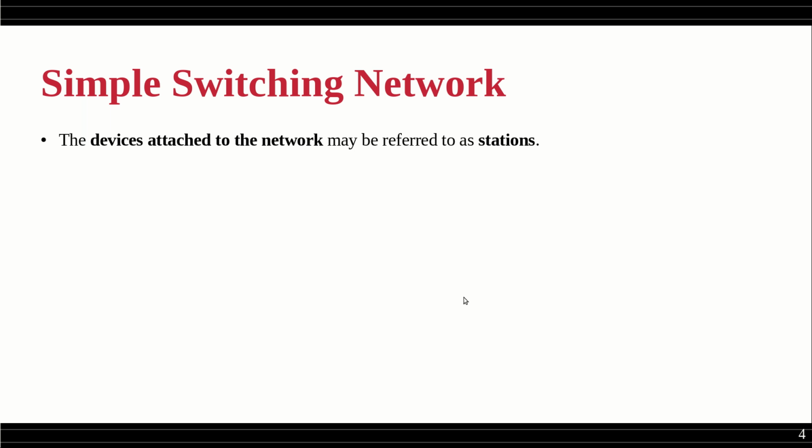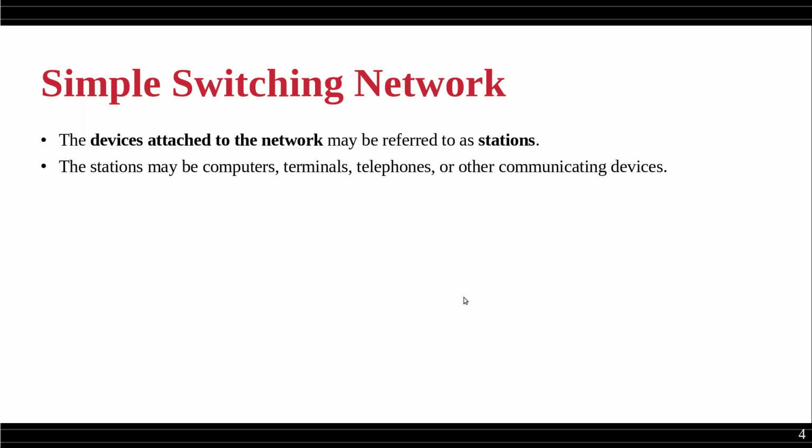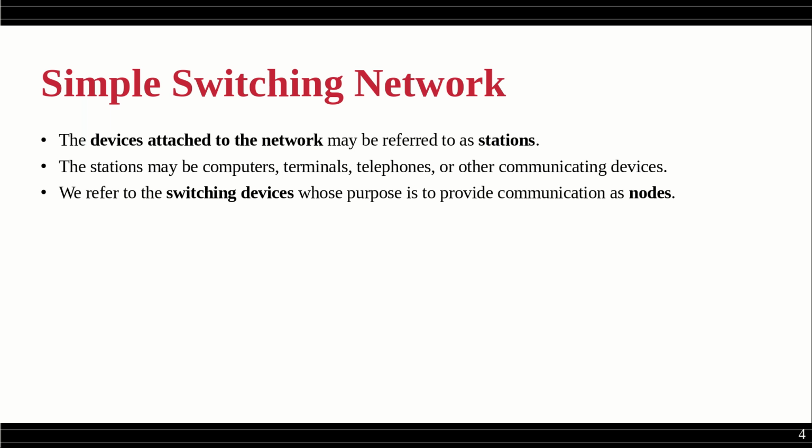The devices attached to the network, as I already told you, may be referred to as stations. The stations may be computers, terminals, telephones or other communicating devices which want to communicate with each other. We refer to the switching device, whose purpose is to provide that switching, that communication. The intermediate switches provide the switching, in the sense that whenever some information comes to that particular interconnecting switch node, it connects it to some outgoing link. Just like in the previous example, when the information from A comes to switch node 4, it can enable the outgoing link to be switch number 5 or switch number 7.